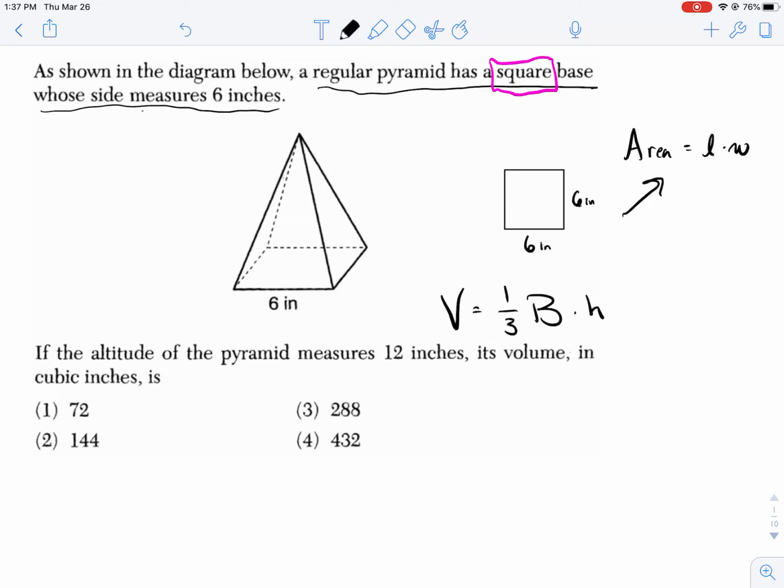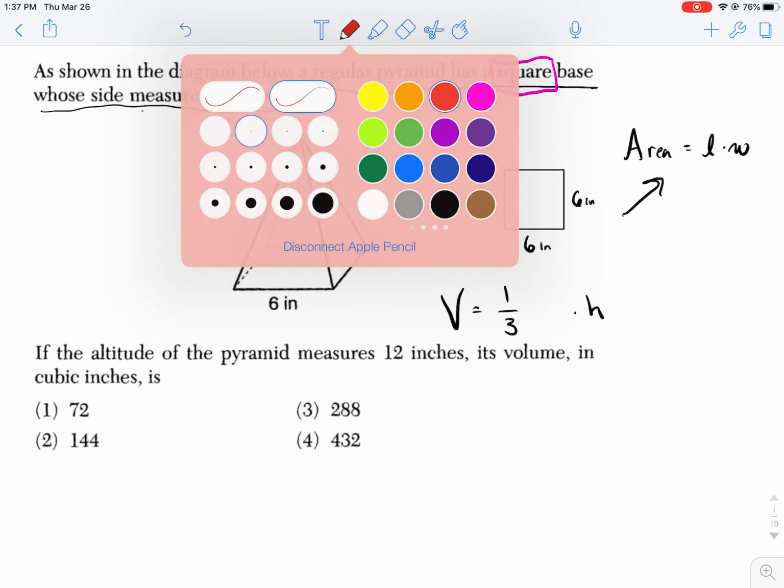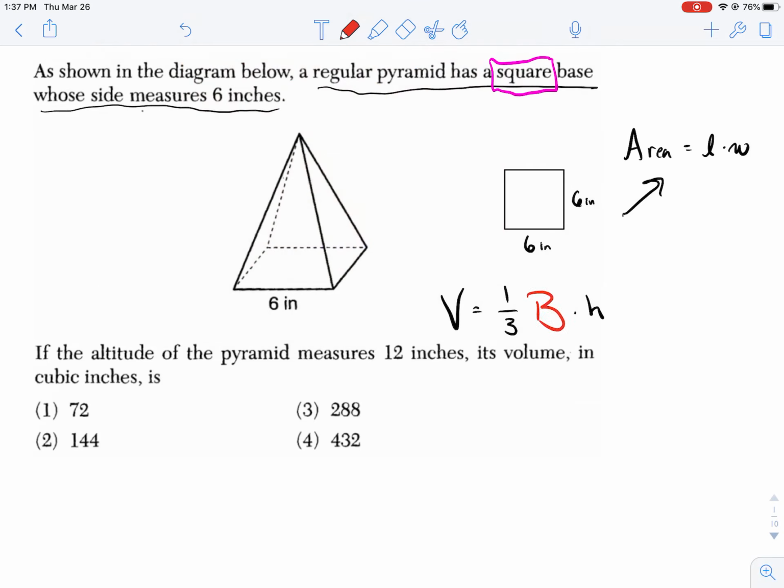Okay? And let me rewrite this in a different color here because this one is important. The big B. And what the big B stands for is the area of the base. So what you want to think about is what the base looks like. In this case, they told us it is a square. And how do you find the area of a square? Length times width, which in this case is 6 times 6, which is 36.